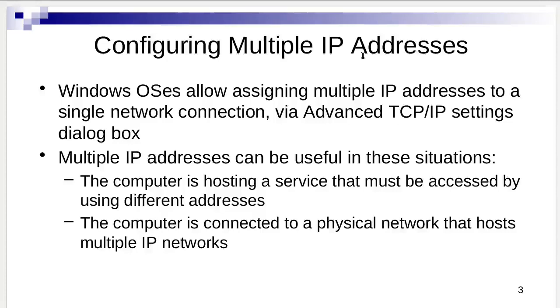The reason for doing this would be if the computer is hosting a service that must be accessed by different addresses. So externally, outside your server, there may be people in two different networks accessing that one machine. This can also happen if the computer is connected to a physical network that hosts multiple IP networks. That is possible. These are things that we rarely come across, but every once in a while you have to do this, and it's good to know that this is possible.